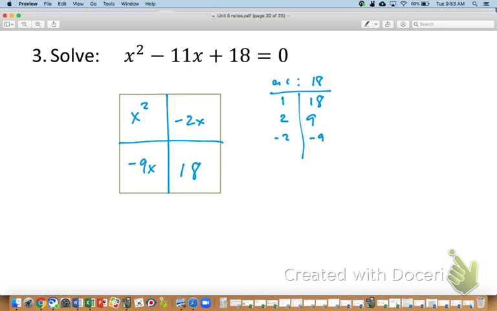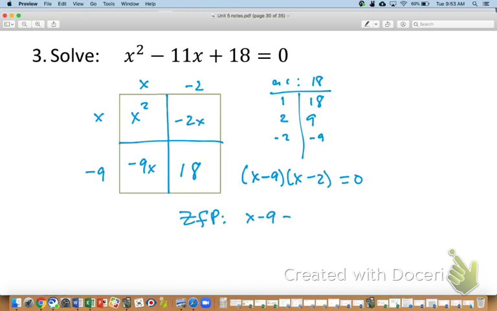When I factor, I get x, negative 9, x, negative 2. So your complete factoring would look like this: x minus 9 times x minus 2 equals 0. And remember, this is the key step. This is the zero factor property step. It would tell us that x minus 9 has to equal 0 and or x minus 2 has to equal 0.